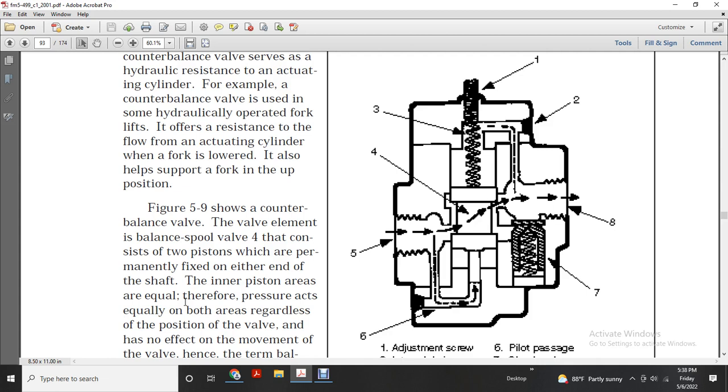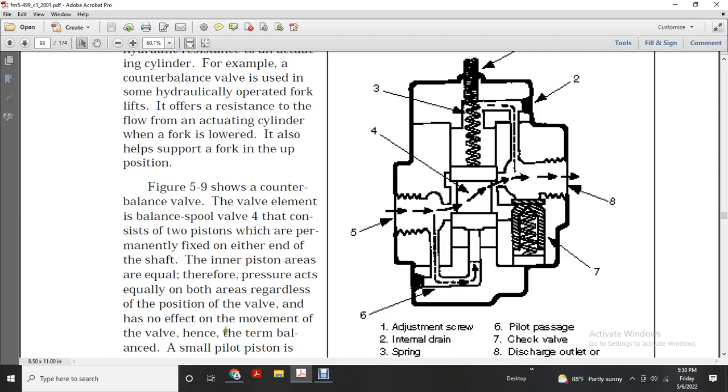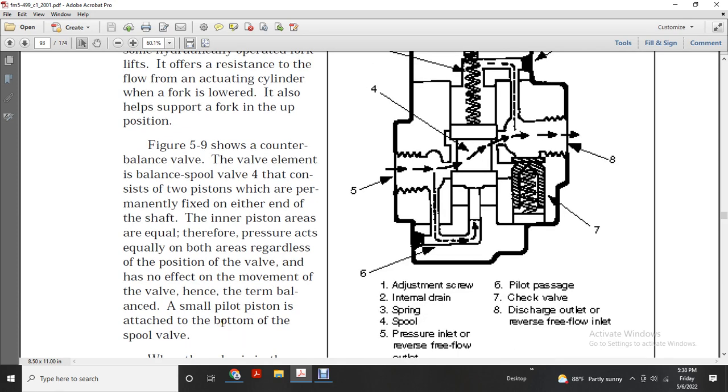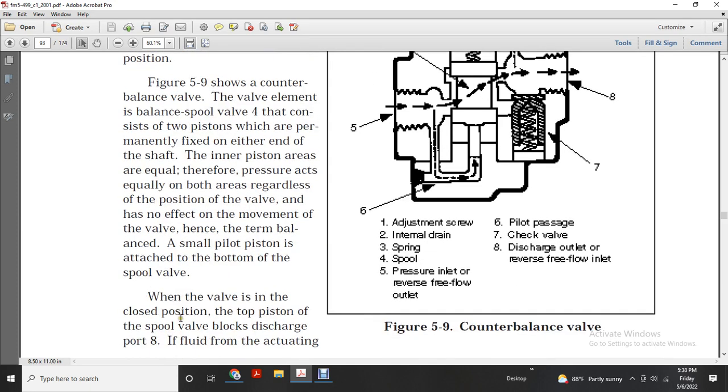Figure 5.9 shows the counterbalance valve with the balance spool valve element, with two pistons permanently fixed at either end of the shaft. The inner position areas are equal, therefore the pressure acts equally on both areas, with no effect on the movement of the valve at the ends. The determinate balance is a small pilot piston attached to the bottom of the spool valve.